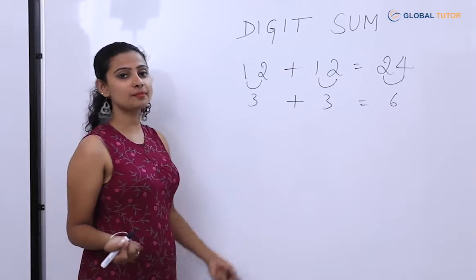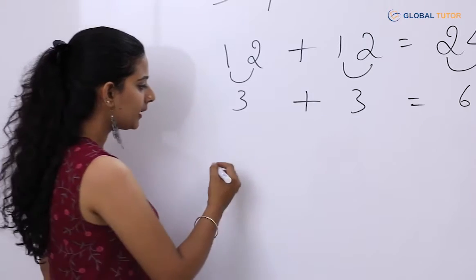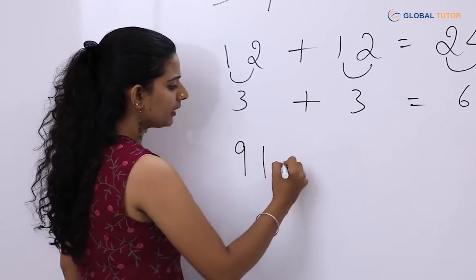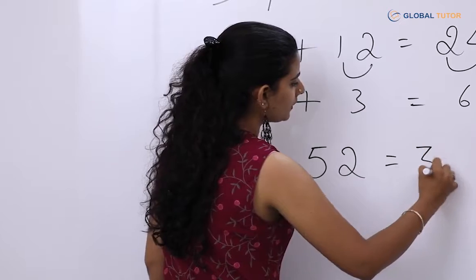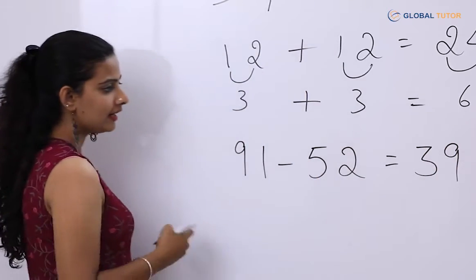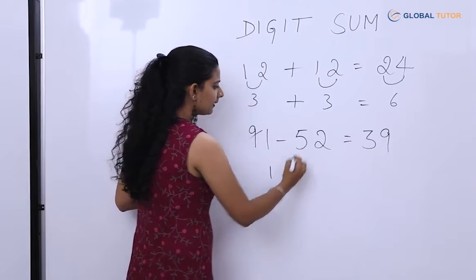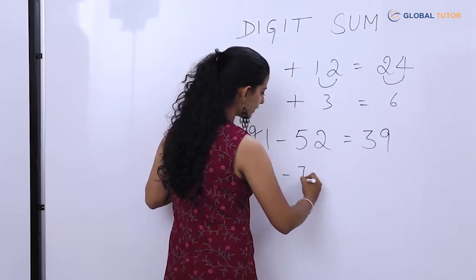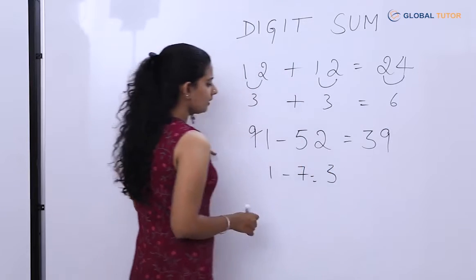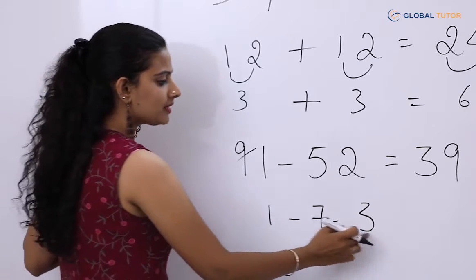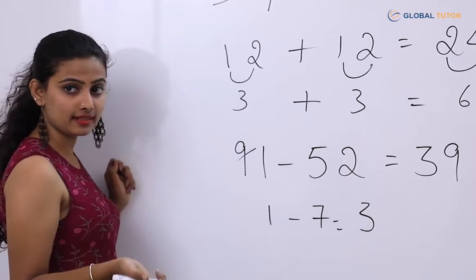Now let us take an example and see if the digit sum rule can be applied on subtraction. I am taking an example 91 minus 52. What is the answer? 39. So if you apply the digit sum rule here, 9 you can discard, you are left with 1. Then 5 plus 2 is 7. And then 9 you can discard, 3. Now is 1 minus 7 equal to 3? No, 1 minus 7 will actually be minus 6.